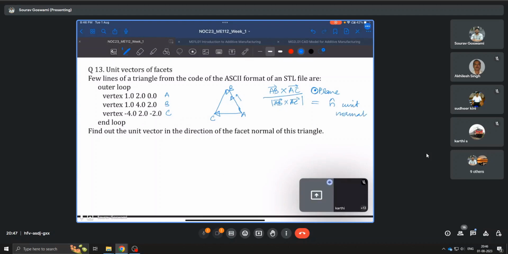So first, let's find these vectors AB and AC. AB is just the position vector of B minus the position vector of A. So something like this.